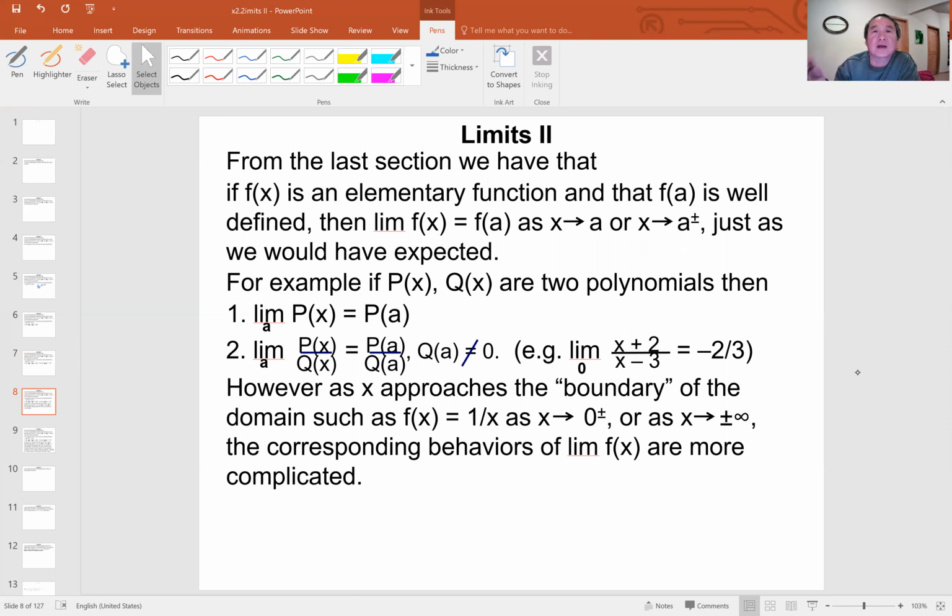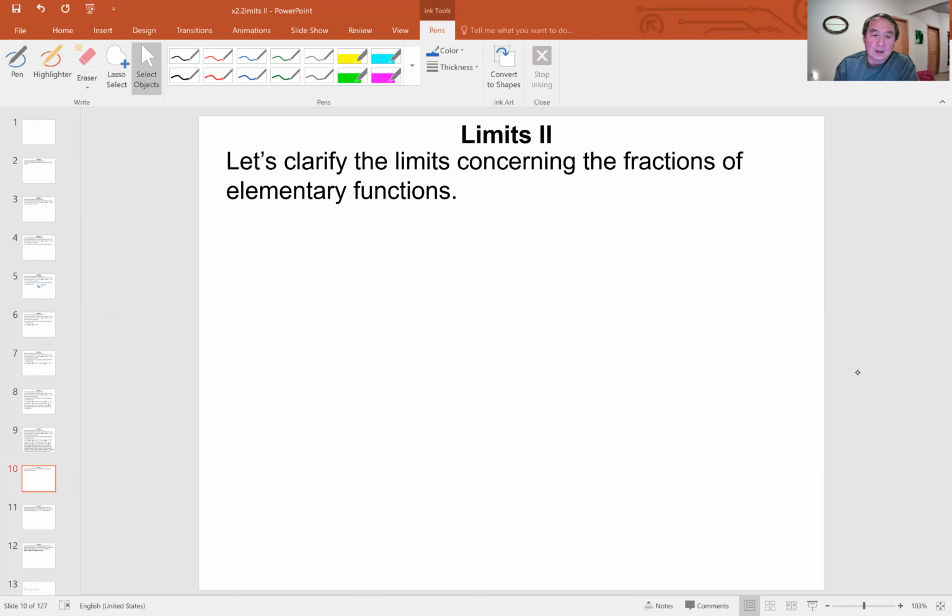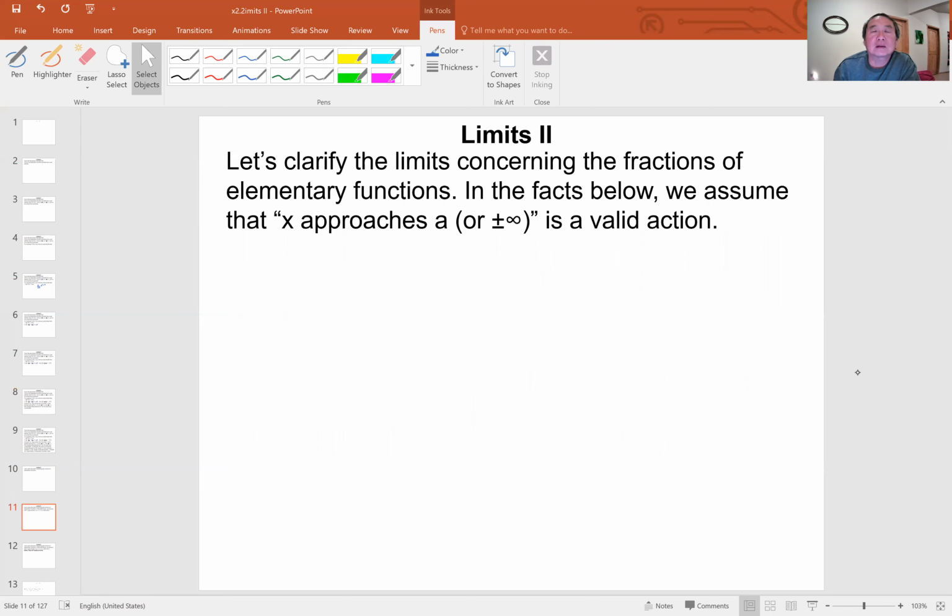Of course, this process breaks down when x approaches a boundary number which we cannot plug in. These are known for the ones we can plug in. So what do I mean by we cannot plug in? Well, then it gets a little bit more complicated.